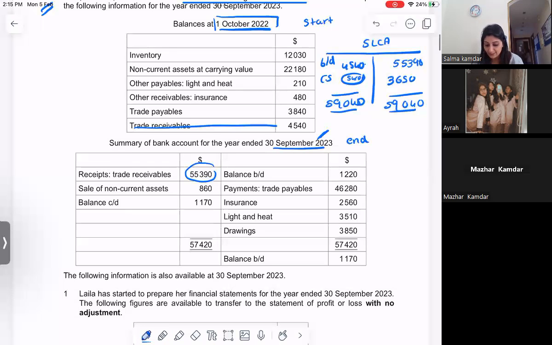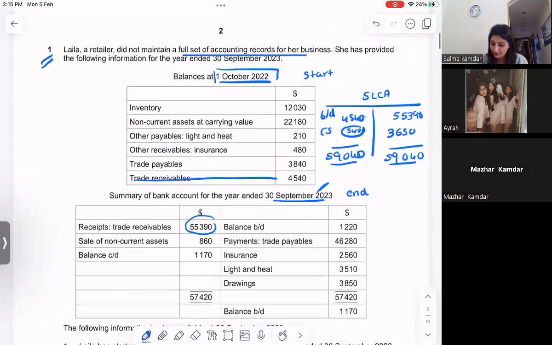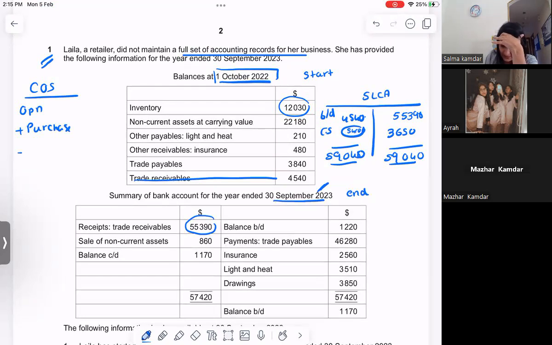Now I have to find out my purchases. So first I will take the opening balances that are given to me. I'm going to find the cost of sales basically. So I have to find opening inventory plus purchases minus closing inventory. Are you with me? Opening inventory is how much? 12,030.